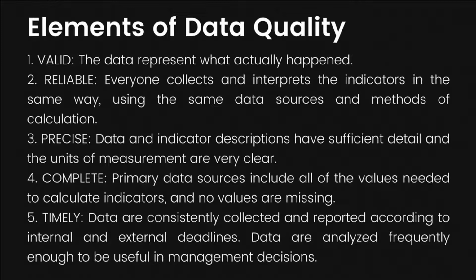Number 3, precise. Data and indicator descriptions have sufficient detail and the units of measurement are very clear. We need to be precise, where in fact there is no room for mistakes. Number 4, complete. Primary data sources include all the values needed to calculate indicators and no values are missing, because if there is something lacking, then it is tampered.